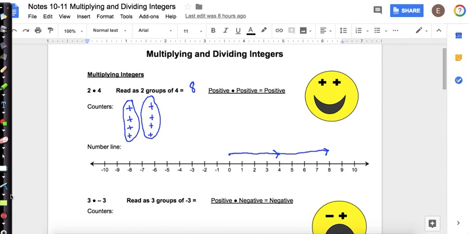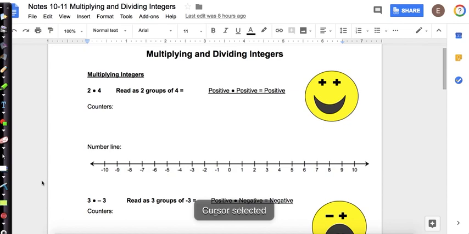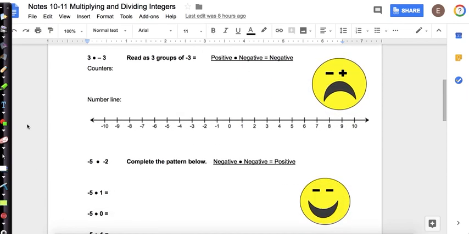Let's look at example number 2. It says 3 times negative 3. So we would read that as 3 groups of negative 3. So the counters would look like this. There's one group, there's 2 groups, and there's my third group. So how many negatives would that be? The answer is negative 9.